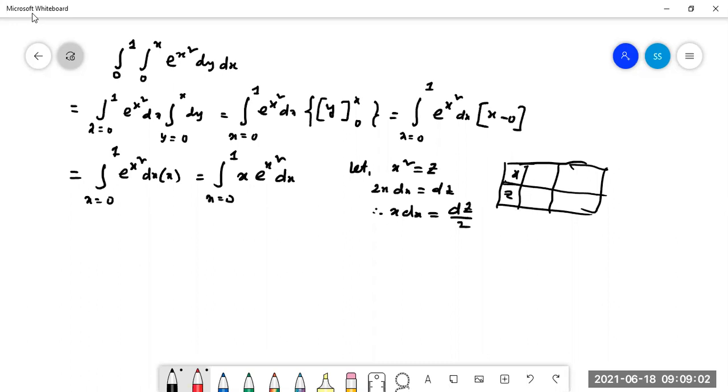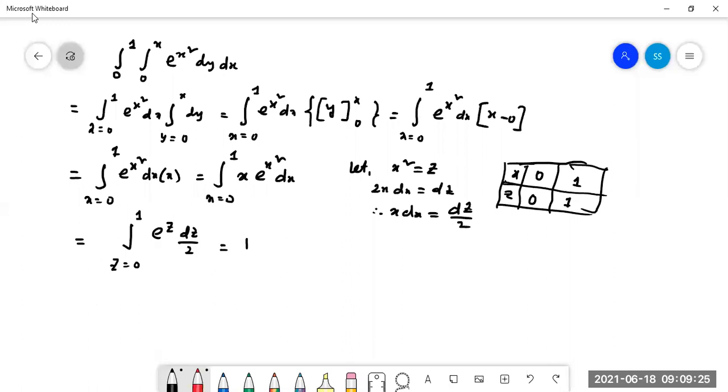Here x, here z. When x equal to 0, then z equal to 0. When x equal to 1, z equal to 1. So from this part it will be coming integration z equal to 0 to 1, x dx means dz by 2, and it is e to the power z into dz by 2.